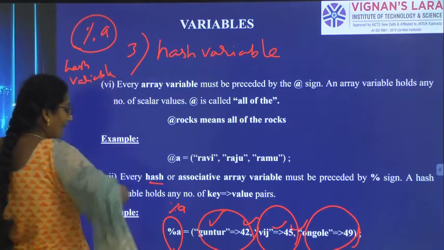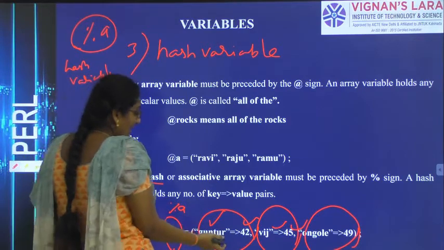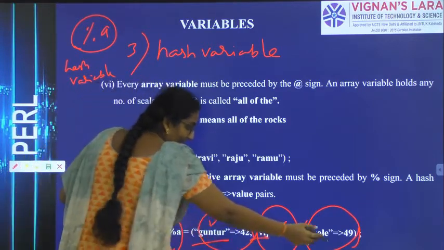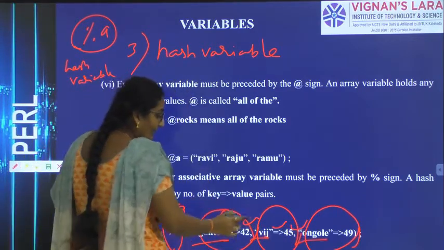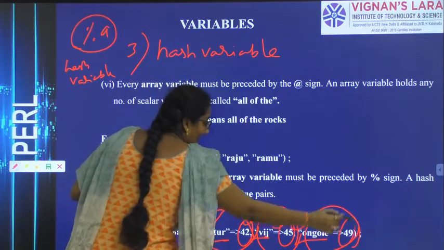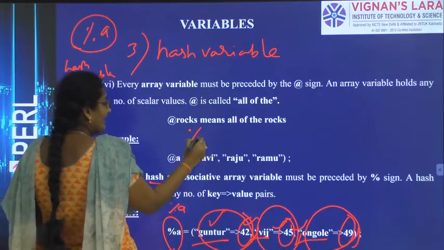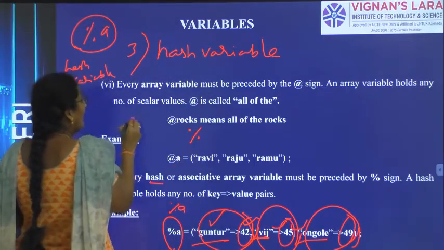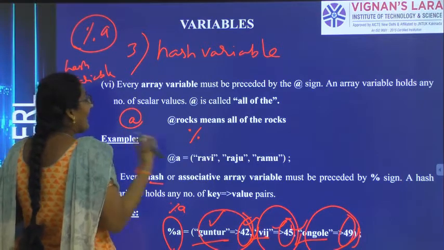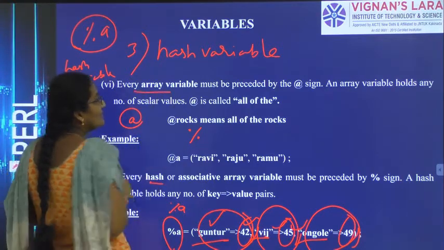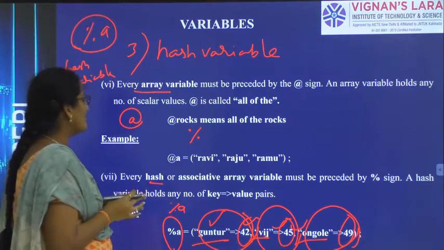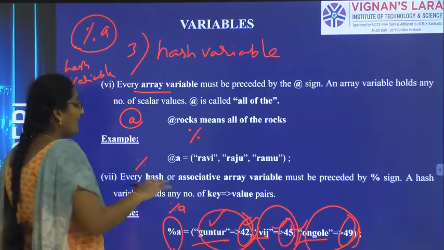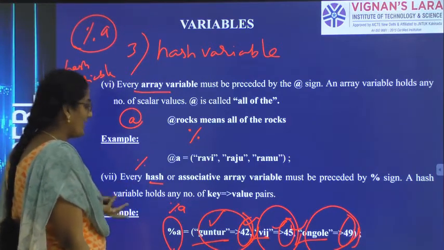It can hold the temperature of 3 different places: Guntur, Vijayawada, Ongole. Names we have, and their temperatures we have. So the percentile symbol is used for hash variable. The @ symbol is used for array variable. Array means which can hold a similar group of elements. Percentile means any number of values you can give.